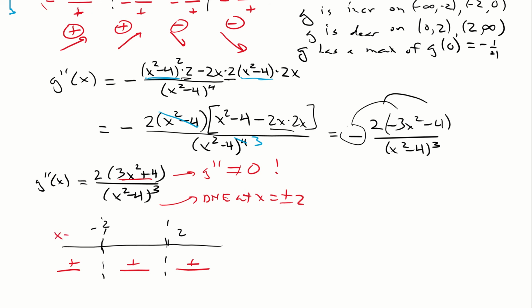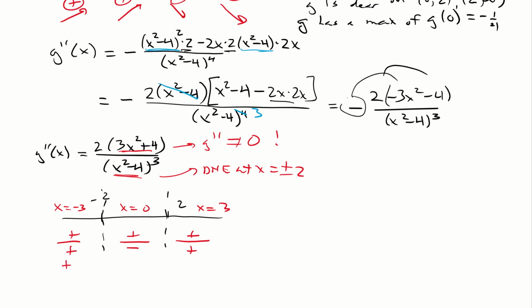So, for example, if you put in a negative 3, or if you put in, say, a 0, or if you put in a positive 3 here, then what happens is the negative 3 down here is 9 minus 4, which is positive. Positive for 3 also. But if you plug in 0, look, negative. What does that say about concavity? Well, the whole thing is positive here, up. The whole thing is negative here, down. And the whole thing is positive here again, up again.